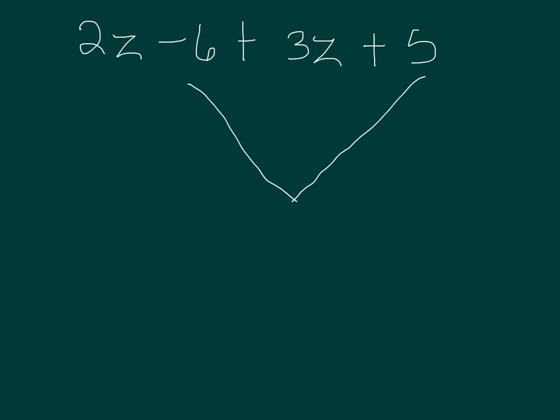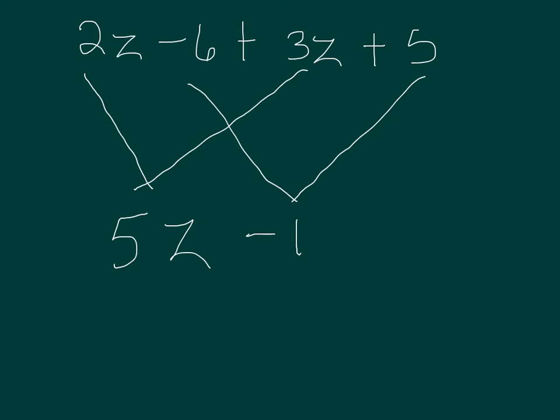Now look at the signs. This negative sign goes with the 6. So we have a negative 6 and a positive 5. Gives us a negative 1. We have a positive 2z and a positive 3z. So again, we have 5z. But this time our expression is 5z minus 1.